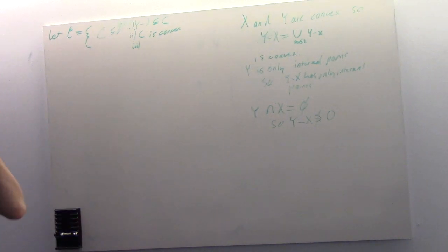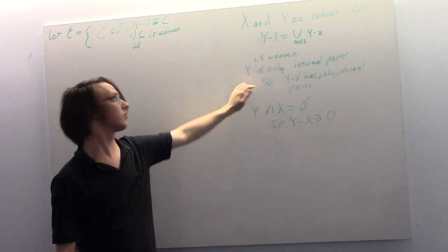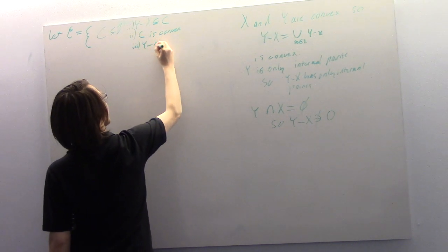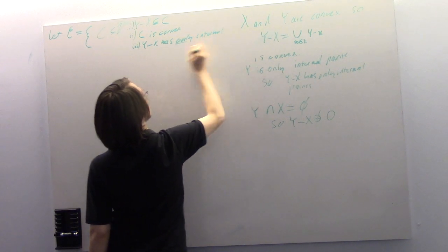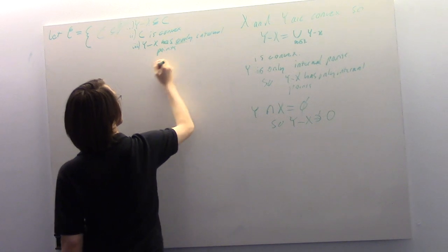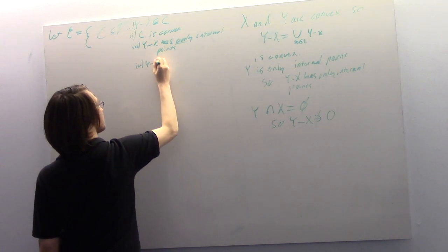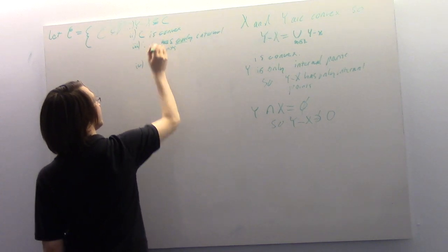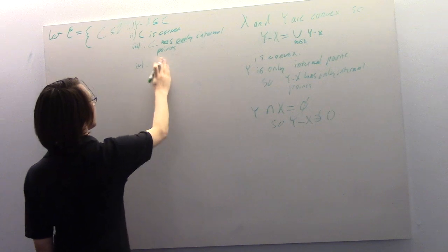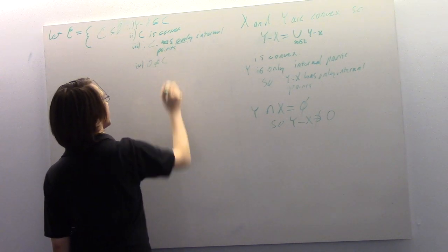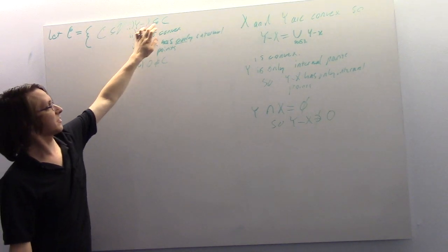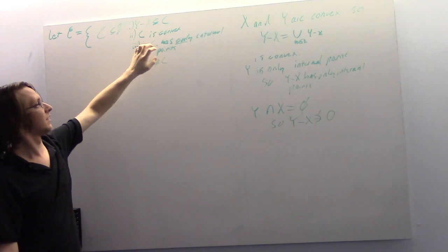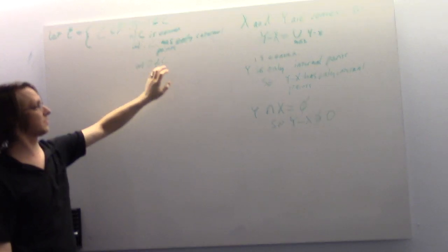Three, the third property, only internal. Y minus x has only internal points. Four, C has only internal points. Five, 0 is not an element of C. So this is going to be our set of sets that contain y minus x, that are convex, that have only internal points, and don't have 0.